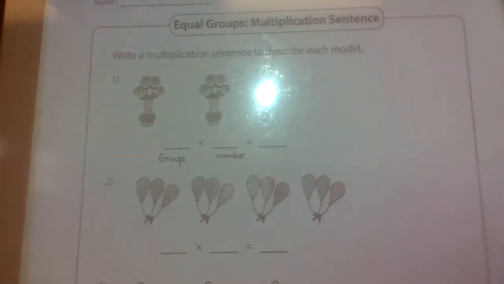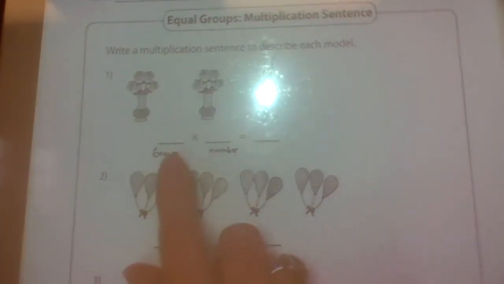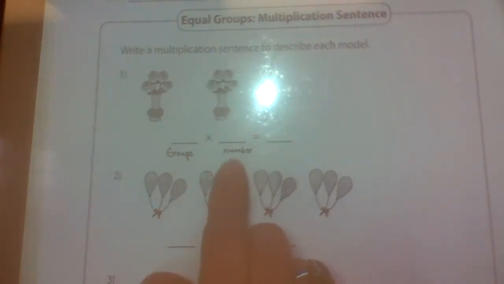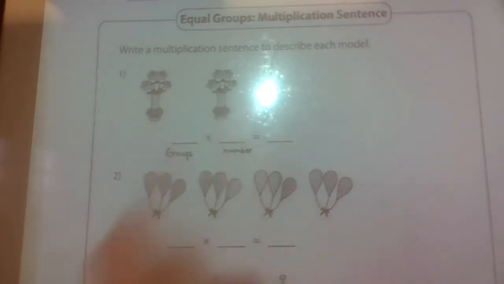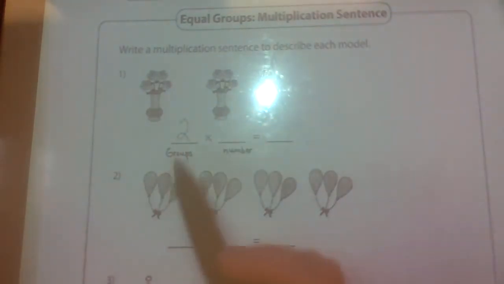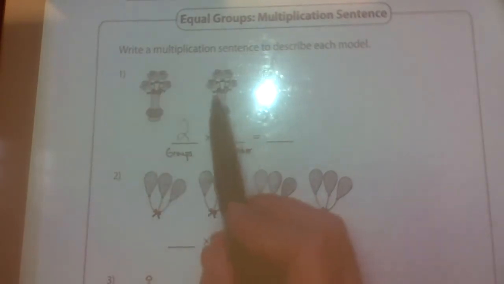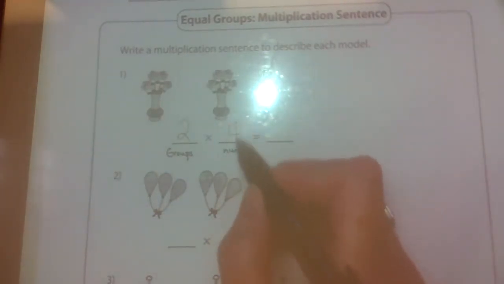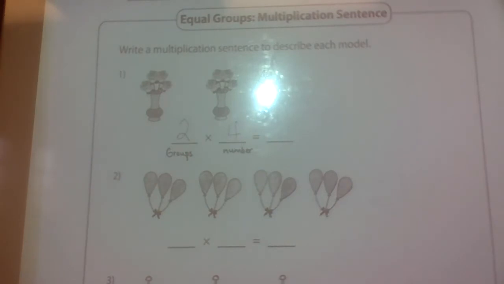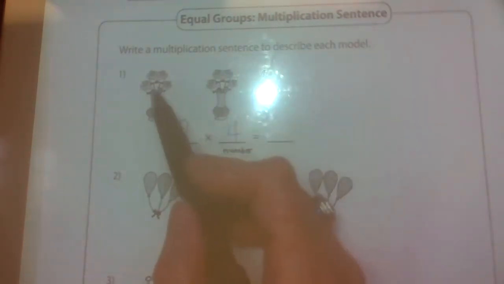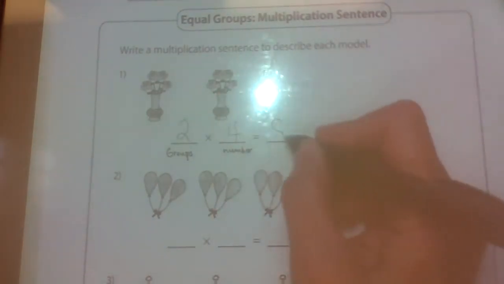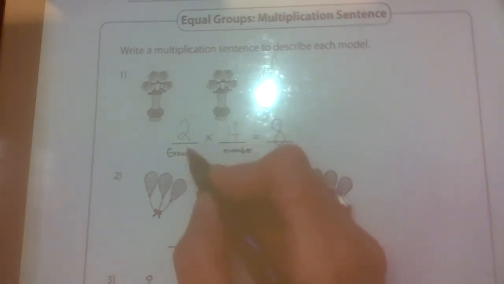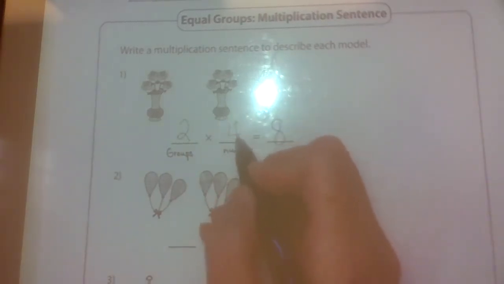Equal groups. Now let's remember when we're writing a multiplication sentence, we write how many groups first times the number in one group. So how many vases of flowers? 2. How many flowers in each group? 4. So it's 2 times 4, and the answer is, you count 4 plus 4, 8. Remember, if it's times 2, it's a double, so you would just think 4 plus 4.